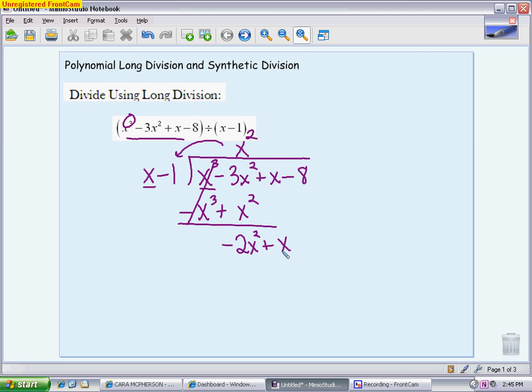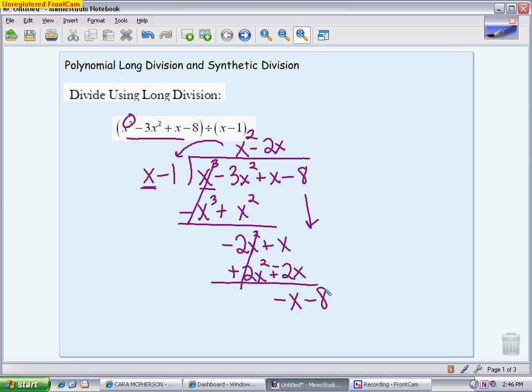Then you go through the process again. You want to figure out what happens if I take negative 2x squared and divide an x out. Or another way to think of it is what do I have to multiply this x by to get it to be a negative 2x squared? And that would be a negative 2x. Then we multiply. Negative 2x times x is negative 2x squared. And negative 2 times negative 1 is positive 2x. Then we subtract. When I subtract, it changes the sign. So this becomes positive, so it will cancel, and this becomes negative. Now I have an x minus 2x, which is negative x. Then I drop down the negative 8.